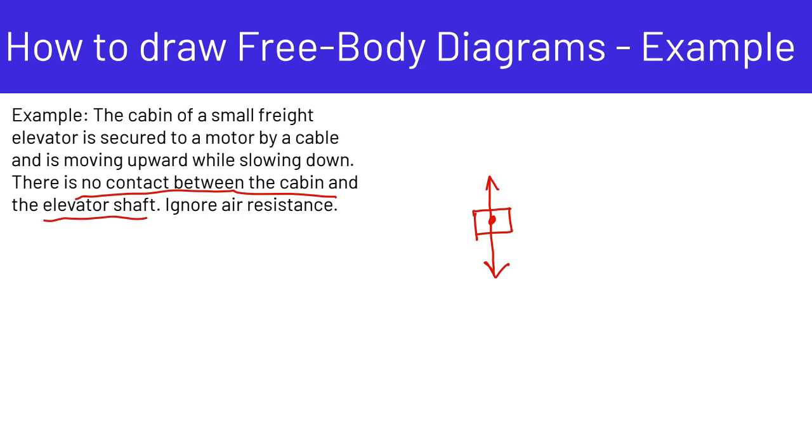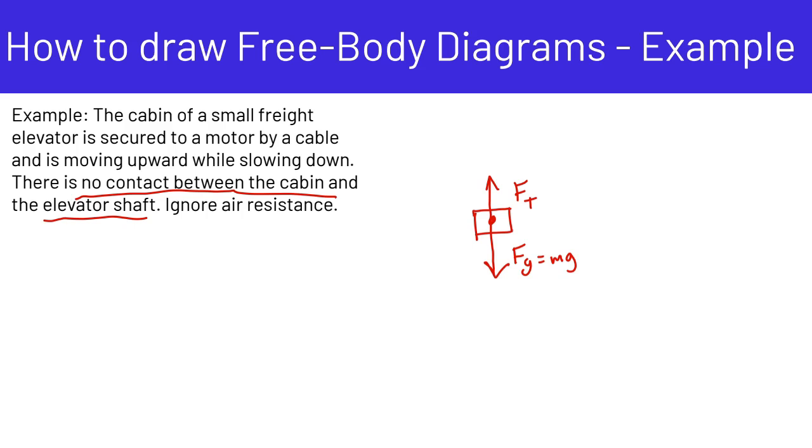We know that the upward force is going to be a tension force because it's a cable. We know that the tension force is smaller than the gravitational force, which is Fg. We can say that Fg is equal to m times g, the mass of the elevator times the gravitational acceleration, g. And we don't know what the tension force is, so we can leave it as this.